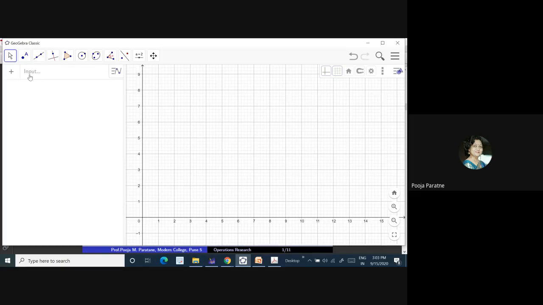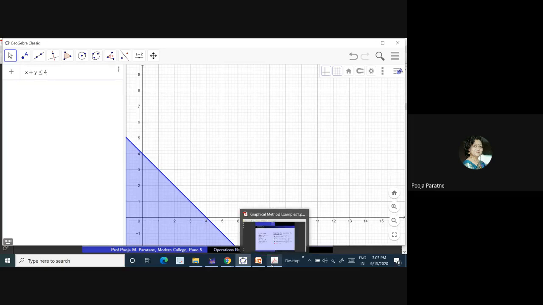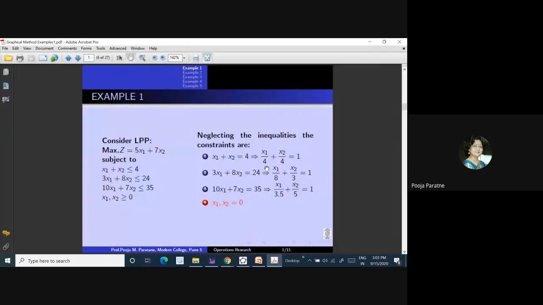So the first equation is x + y is less than or equal to 4. Here the line is there, and you can see the intercepts also. Here this point is (0, 4), and here is the point (4, 0). So these are the intercepts. Again, I can show you: the x-intercept is 4, the y-intercept is 4.